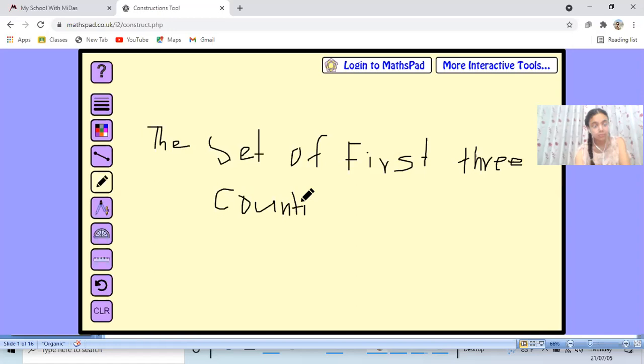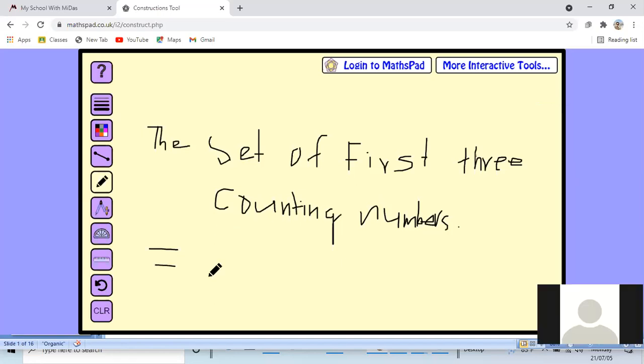I am writing this set in the description method: the set of first three counting numbers, because we can easily tell what the members of this collection are. We write the members in curly brackets. What are they? 1, 2, 3.